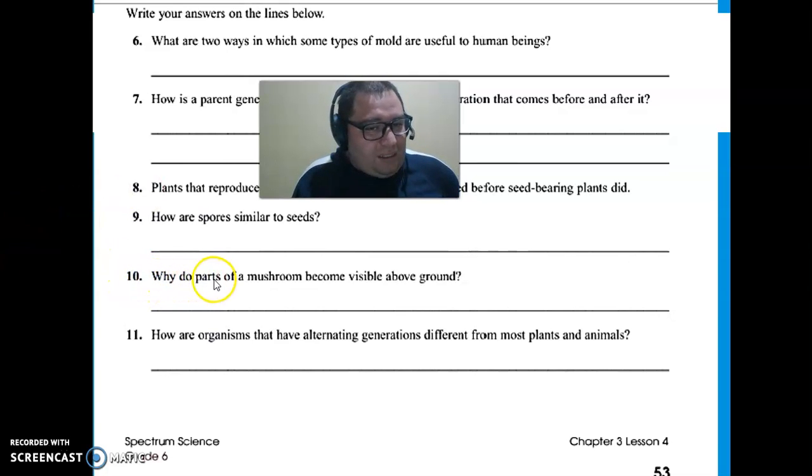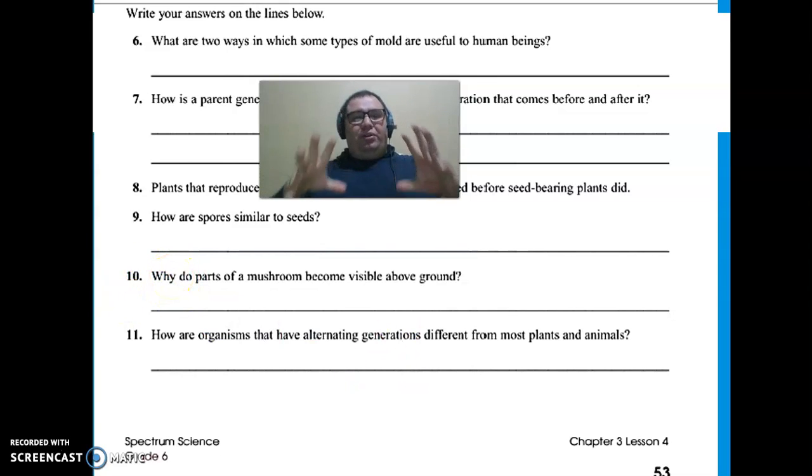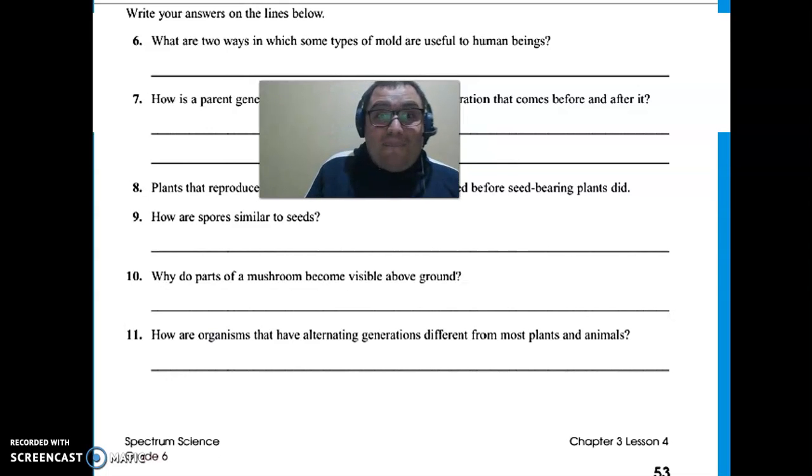Why do parts of a mushroom become visible above ground? Why? Remember, the mushroom moves alone, depending on the weather. How are organisms that have alternating generations different from this one? You're not going to answer question 11, only until 10. The important thing is that you understand the spores, the transportation, the family, and the medicine that we can get from mushrooms. Love you so much.